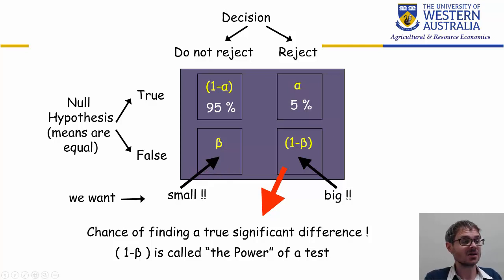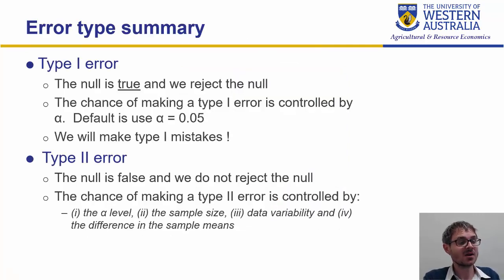So we have our two error types. We have type 1 errors. These are the ones where the null is true and we reject the null. We want to avoid making those mistakes. It's controlled by alpha. Type 2 errors: the null is false and we don't reject it. We want to control those, and we control those with three things: alpha, data variability, and something that I didn't talk about really, the size of the difference between the means that we're trying to detect.